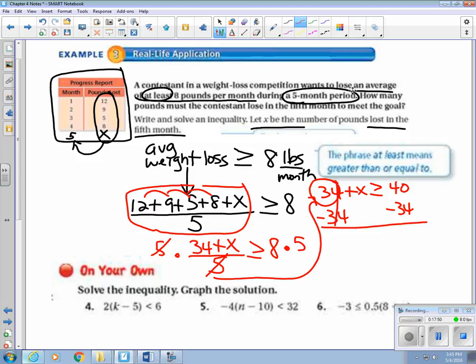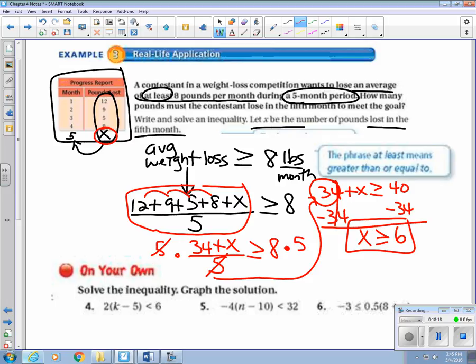34 minus 34 is 0. So all I have left over here is X. And then is greater than or equal to 40 minus 34 is 6. What does this X is greater than or equal to 6 mean for this problem? It means that this X right here, this 5th month, I need to lose 6 or more pounds in order to reach my goal of having an average weight loss of 8 pounds per month.